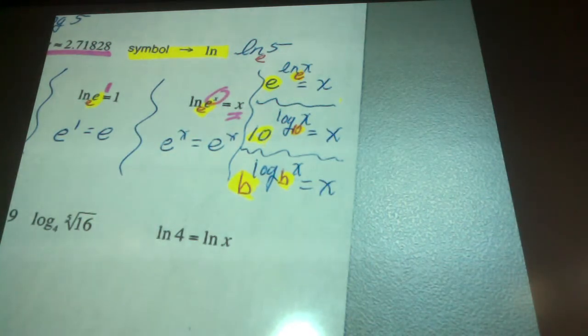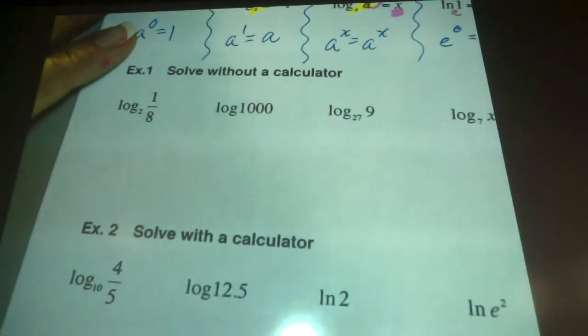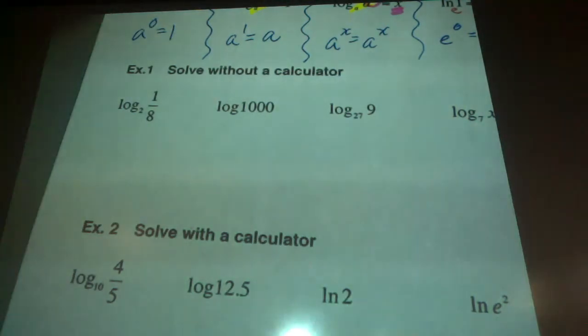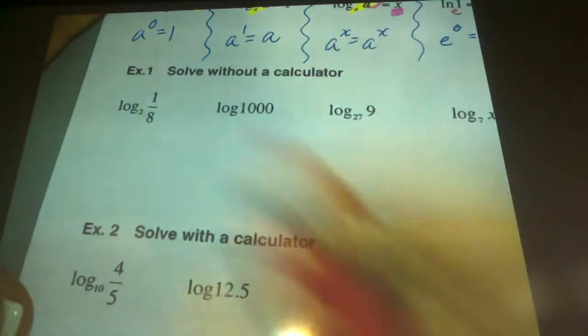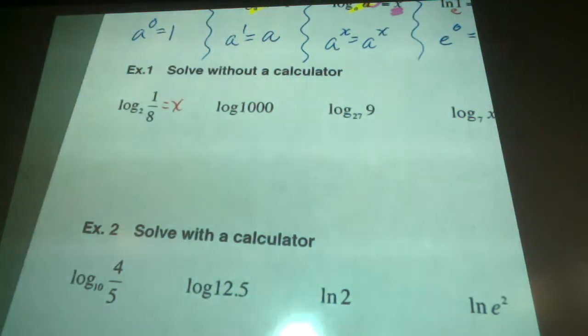So we're going to use some of those properties as we go along. I'm going to go through example 1. We'll see how far we get through it, and then we'll finish up tomorrow. So pay attention when you're doing your homework to whether you're to be solving it with a calculator or without a calculator. And so all of these are without a calculator. So as I go through and solve something, if it doesn't have an equal sign, I automatically set it equal to x. Because if something's in log form and it doesn't match one of the properties above, then I'm going to take it out of log form and put it into exponential form.